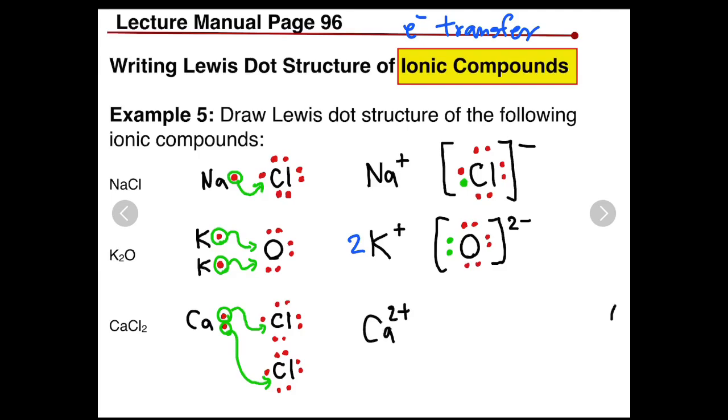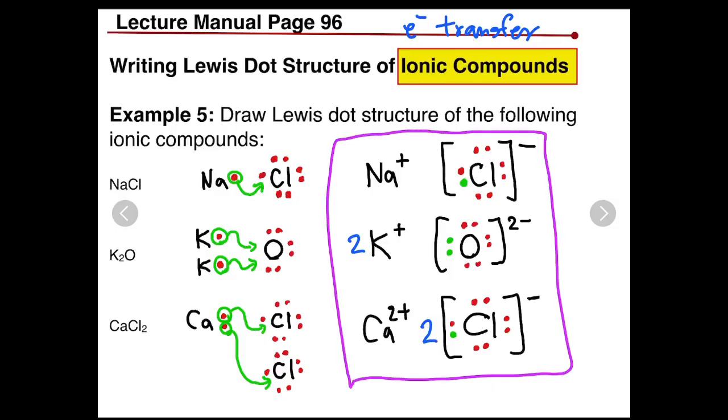And each chlorine contains 7, plus 1 more would be 8. So right now it has 8. Therefore, each chlorine would contain 1 negative charge. However, if you're looking at this chemical formula, there are 2 chlorines, so you are going to indicate 2 in front of it, which indicates that this ionic compound contains 1 calcium ion and 2 chloride ions. So that's where it's coming from. And this structure that you see here is what we call the Lewis structure for an ionic compound.